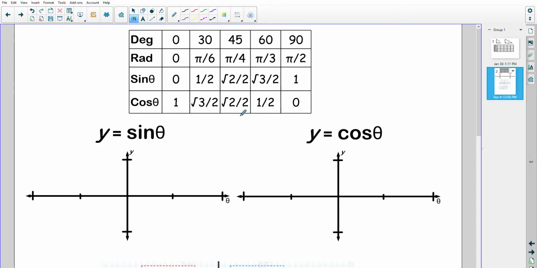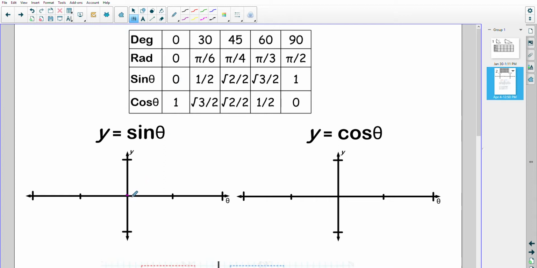I want to be able to graph the sine graph and the cosine graph given the table. And the x's are going to be your thetas, your y's are going to be the numbers that you get when you evaluate the trig functions of those angles. So you have independent variable and dependent variable. If I look at the sine graph, first point is going to be 0, 0.